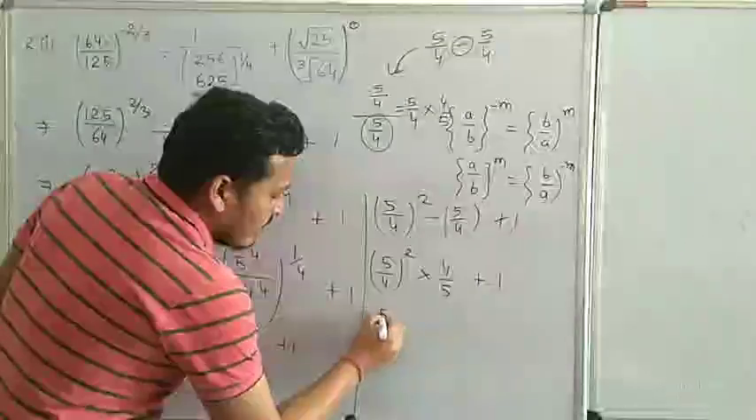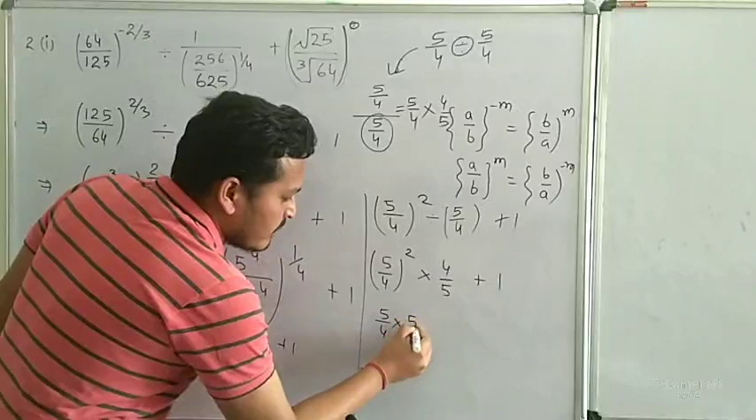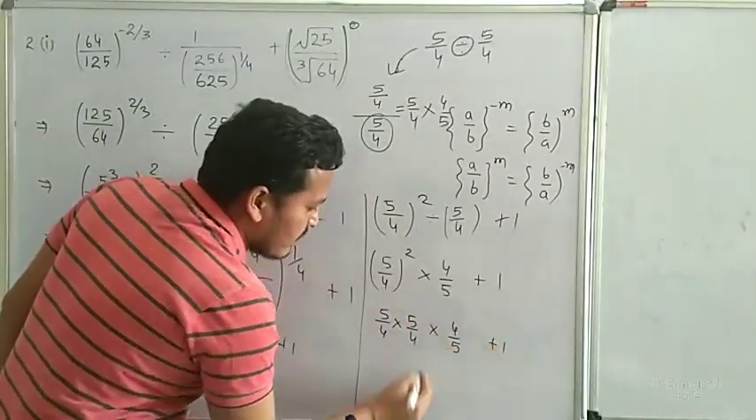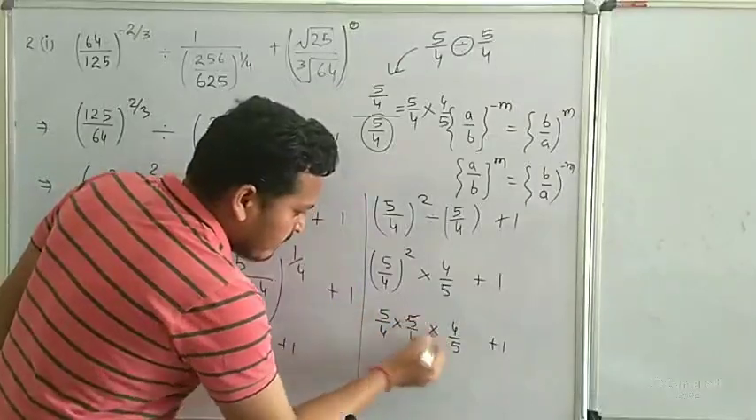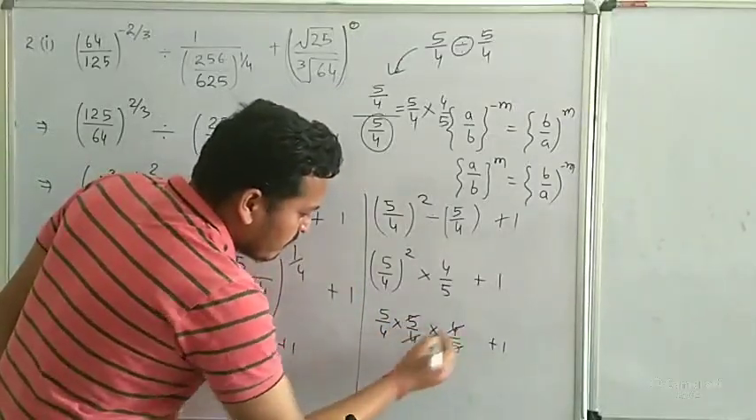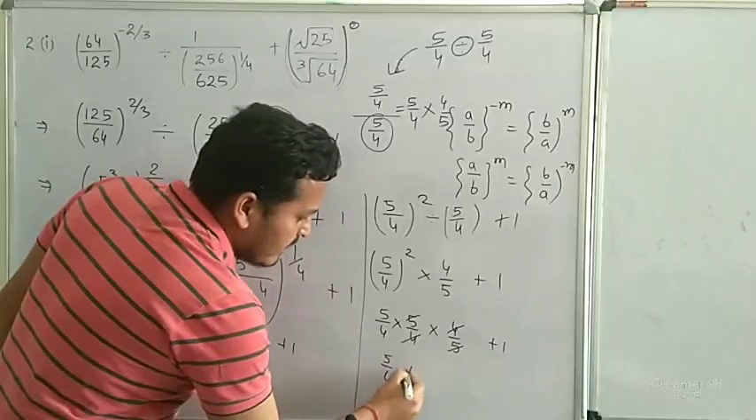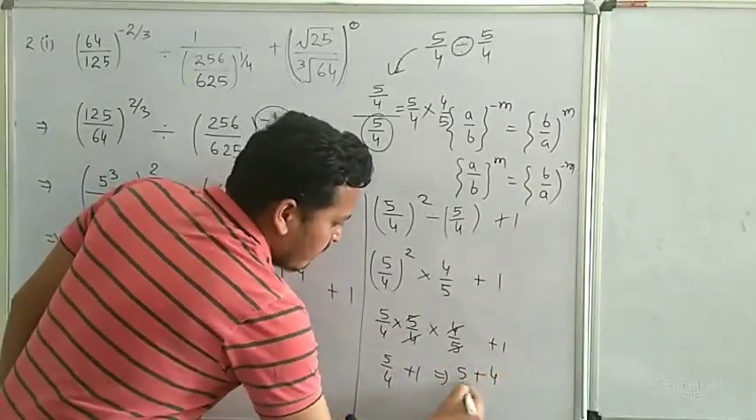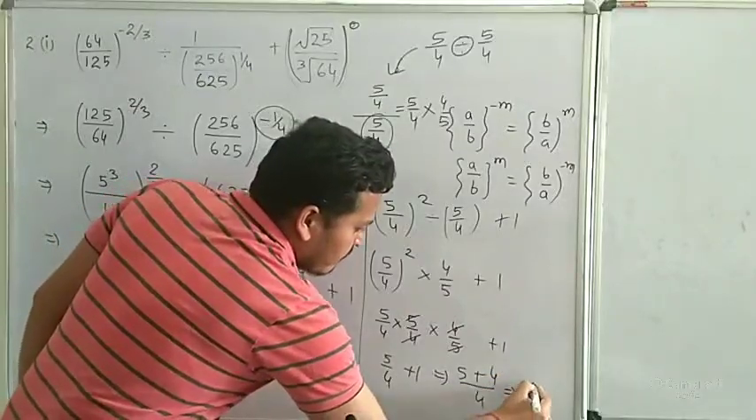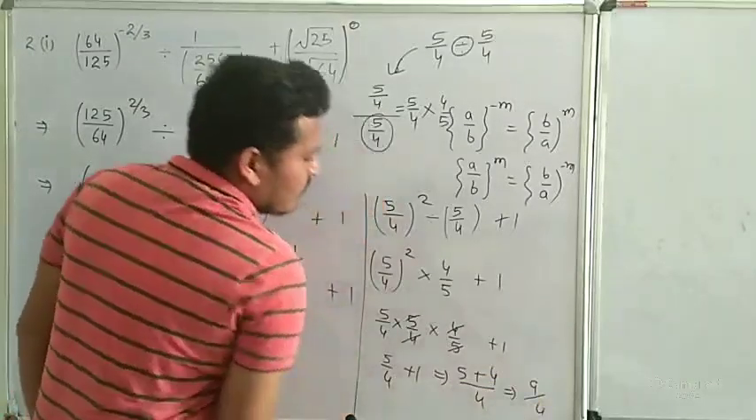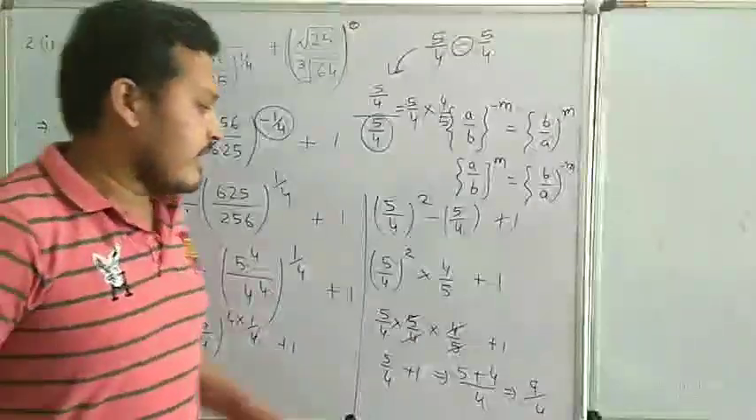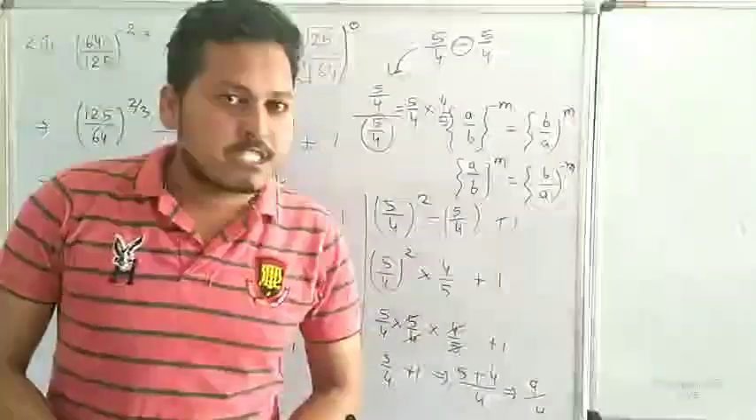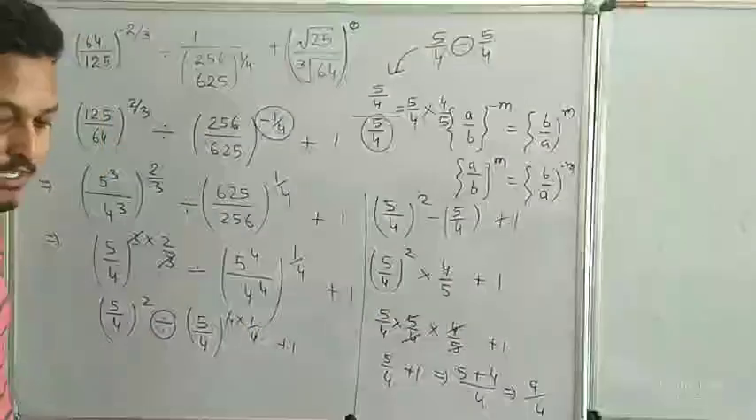Okay, so we can write this part: 5 by 4 is coming 2 times, so 5 by 4 into 4 by 5, and plus 1. So then 5 and 5 cancel, 4 and 4 cancel, so 5 by 4 and plus 1. So then it becomes 5 plus 4, the LCM of 1 and 4, upon 4. So 5 by 4 plus 4 by 4 is 9 by 4. So 9 by 4 is your answer. And if you want to convert into a mixed fraction, you can write your answer in the form of a mixed fraction. Okay, I hope you understand this question.